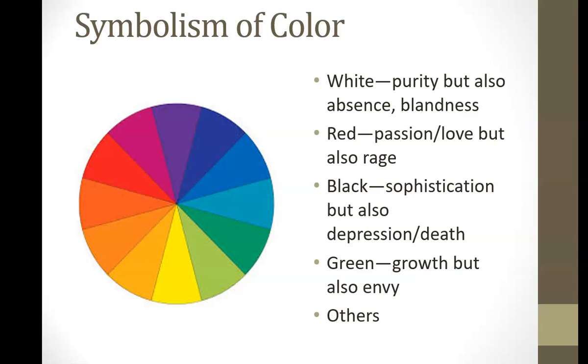Red, as we've talked about before, with the symbolism for A Rose for Emily, red can be passion and love, but it can also be rage, someone who's enraged. I mean, think about, that's normally a really deep red would symbolize that. And notice that there are gradations. There are different shades within a color palette. Black can be sophistication. Think the little black dress, the black tuxedo, but it can also often commonly represent depression and death. Green can symbolize growth, but it can also be envy.